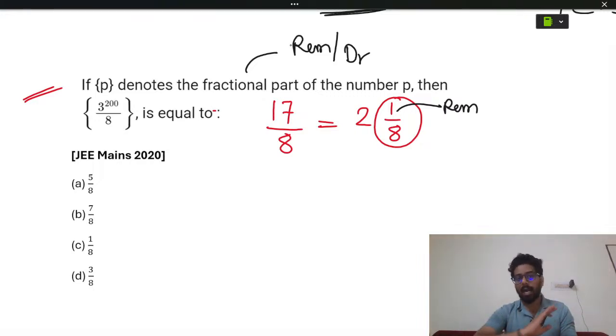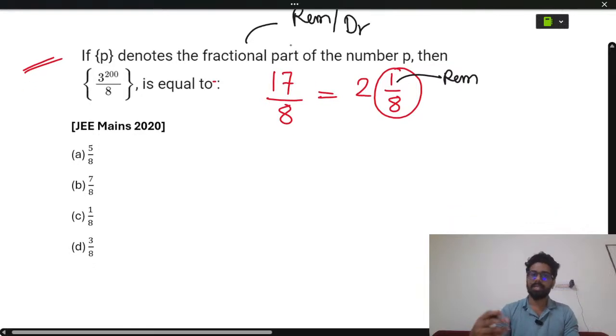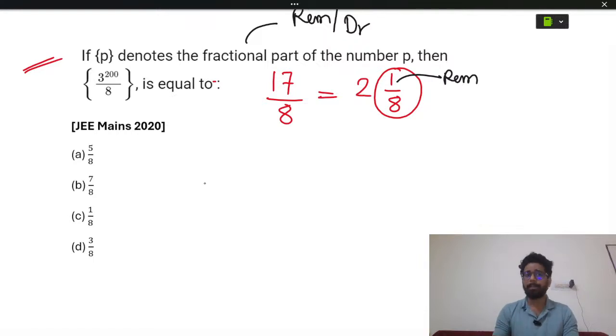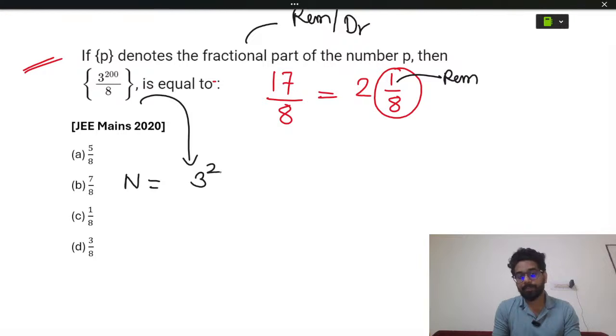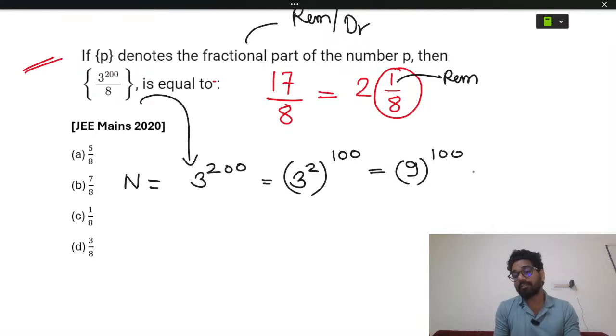Now here I can solve this question by 2 methods. One is the Chinese remainder theorem. The other is using the binomial theorem. Let's solve it by binomial. Let's say the number is 3 power 200, which I can write as 3 square whole power 100, which is 9 whole power 100, which I can further write as 1 plus 8 whole power 100. Now binomial expansion, that's how we will get it.